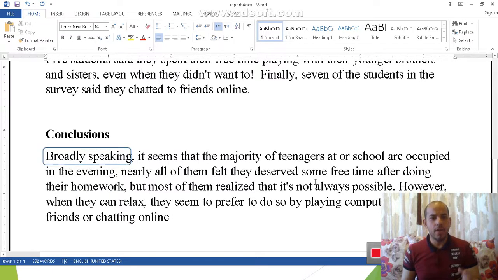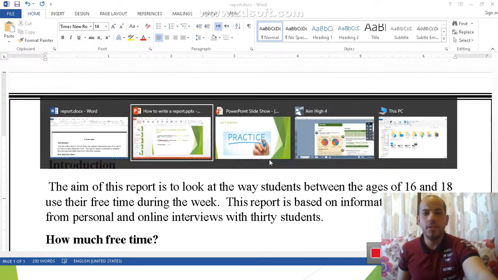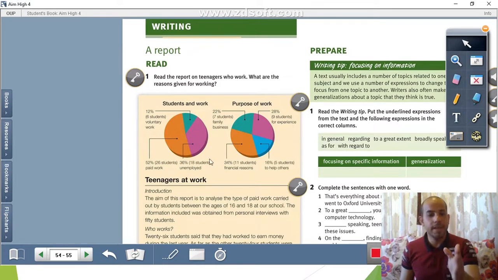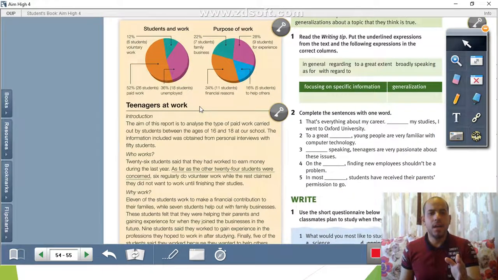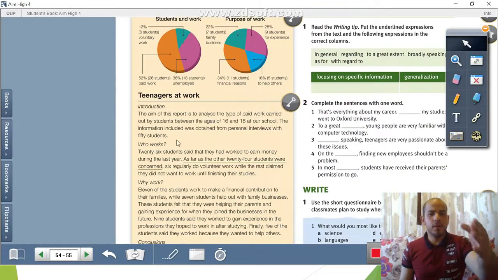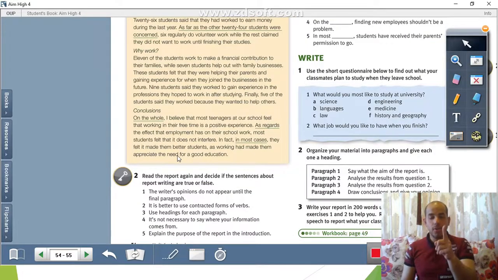And the last paragraph here, I wrote my conclusion, and I use the word broadly speaking, means in general. So I'm giving a generalization. This is my own pattern, which you can follow. Now, when we move to our student book here, this is also a different pattern, okay? That talks about reports. This is a report that talks about teenagers at work.